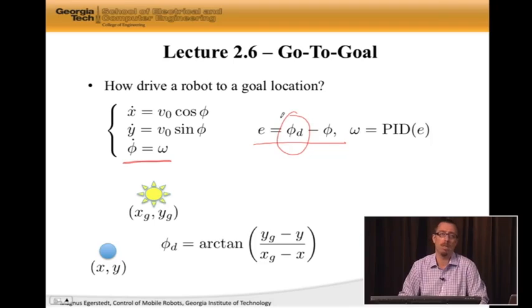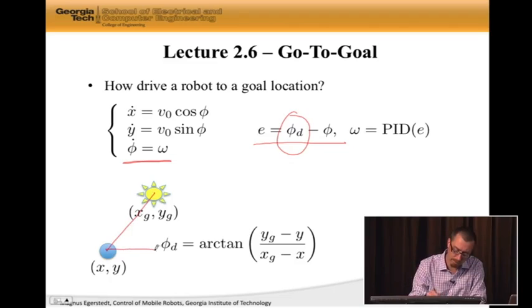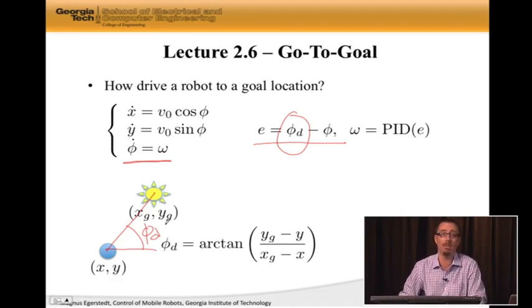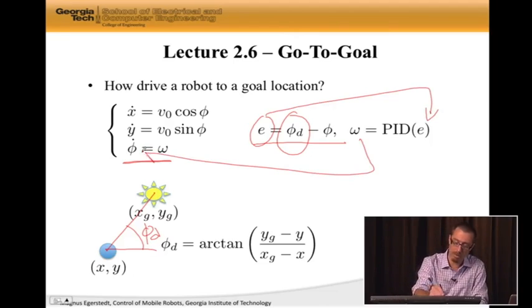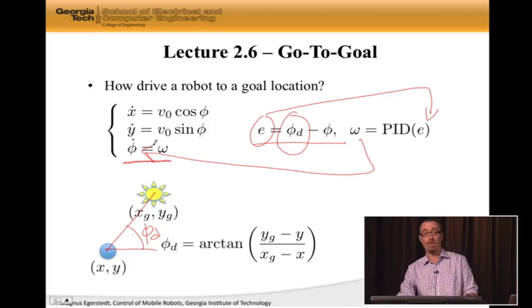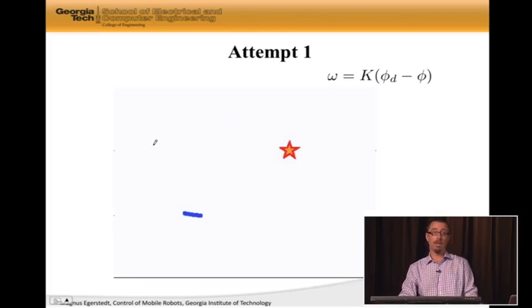Well, it's not very hard to compute what the desired angle is. It's simply y goal minus y divided by x goal minus x, and then arctangent of that. So phi desired in this case, of course, is this angle here. So that's given by this arctangent formula. So now, all we do is we plug it in to get the error, then we plug the error in to get the controller, and then we hook the controller in to get the update on the heading. Okay, so without further ado, let's do it.